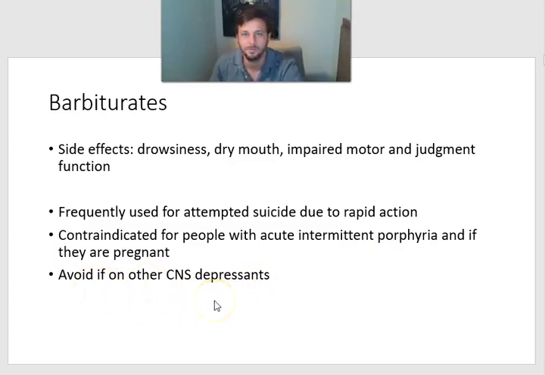You also want to avoid barbiturates if you're on any other central nervous system depressant, and that's going to be a theme throughout this entire lecture. If you are on a CNS depressant, don't take another CNS depressant because it makes it even more depressed, right?